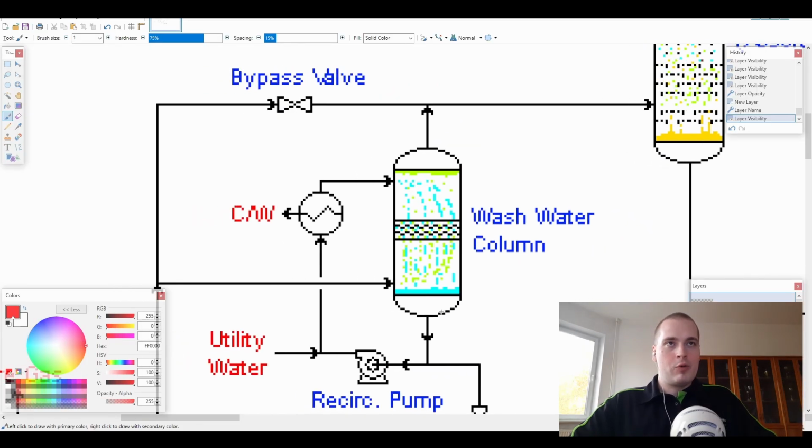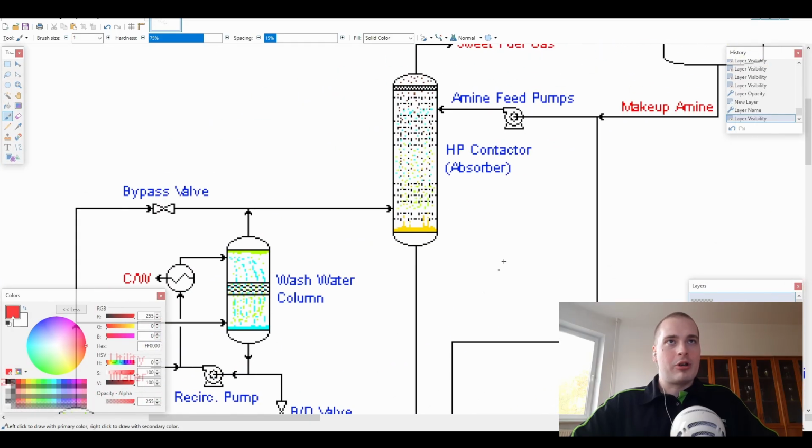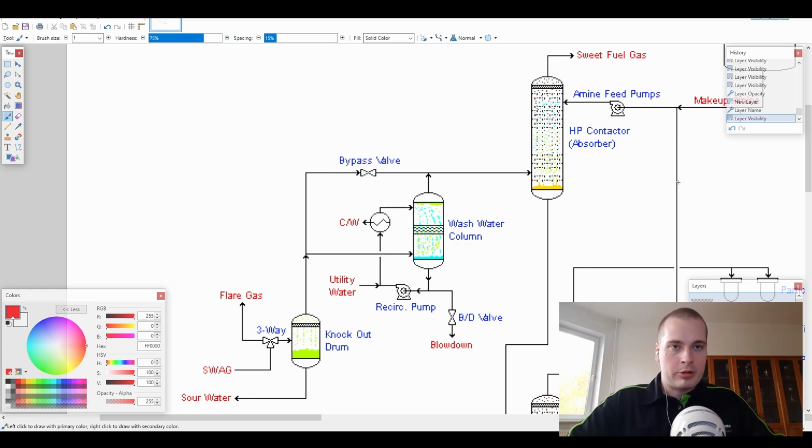By the way, here's the wash water column, and here's the knockout drum. So I hope you like my art here. This is the high pressure absorption system. Now that we talked about it, you understand what's going on here.